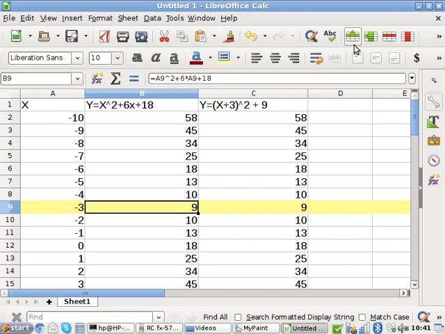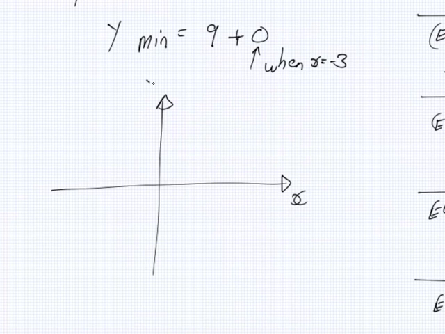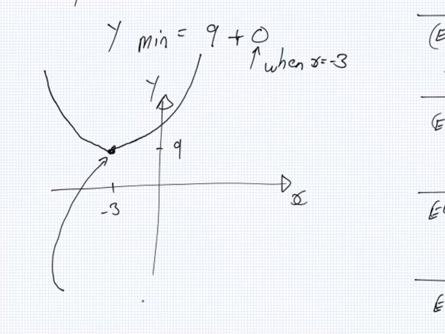Okay. And if you were to make a graph here, it would look like this. Minus 3, 9, that's the smallest value. And you saw that it was getting smaller, smaller, smaller, until it reached here, and then it increases like this. Okay. So, does anyone know the name of this point on the graph?